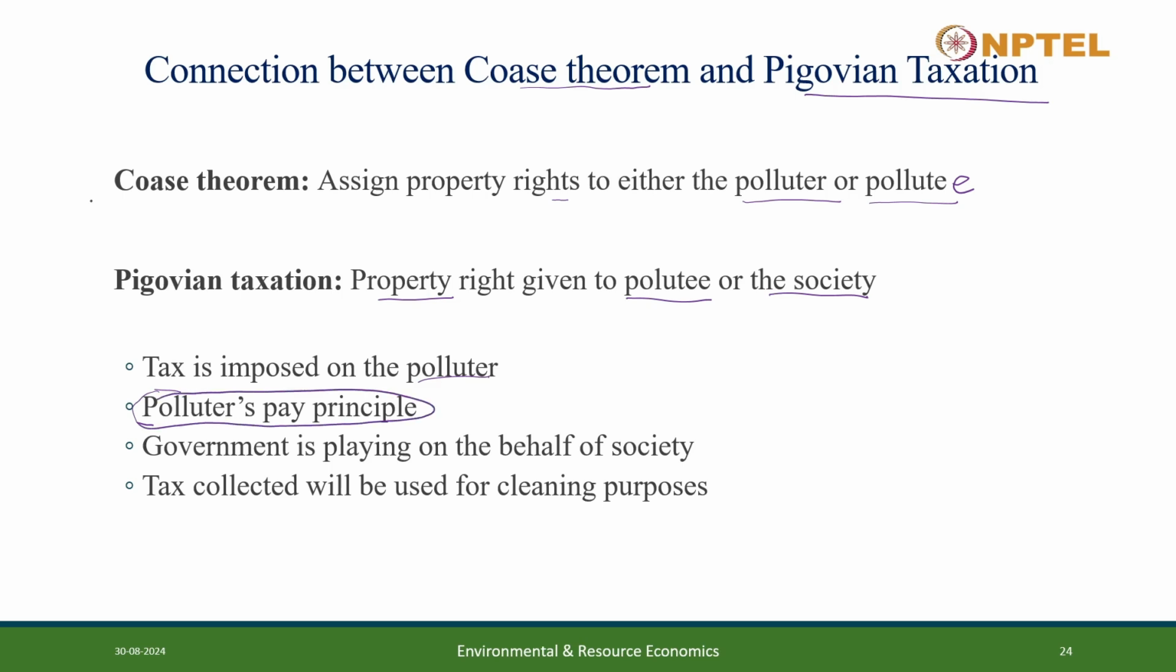So the Pigovian theorem is a special case of the Coase theorem in which the polluter pay principle is applicable. Broadly, it's a Coase theorem, but here the property right is given to the pollutee, and the government is acting on behalf of society. They impose tax on pollution, and the tax is collected for cleaning purposes or for pollution abatement.